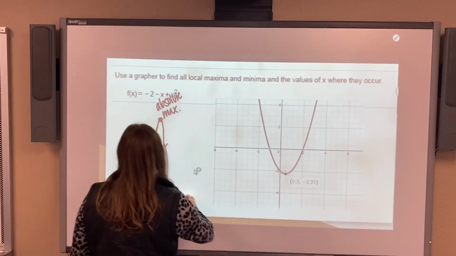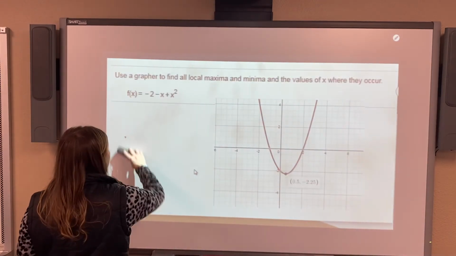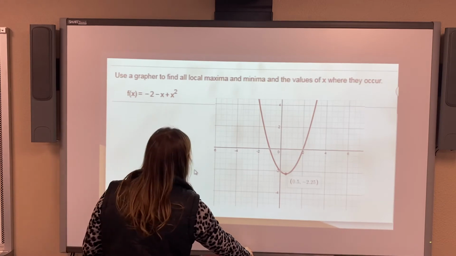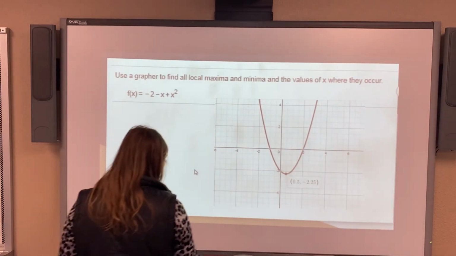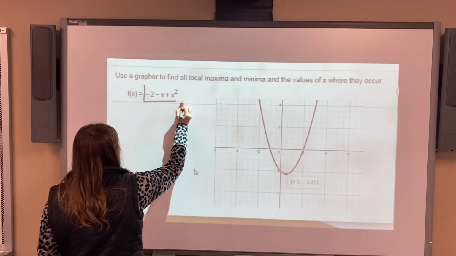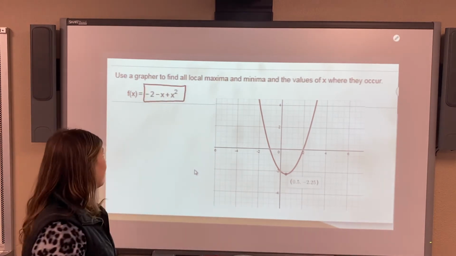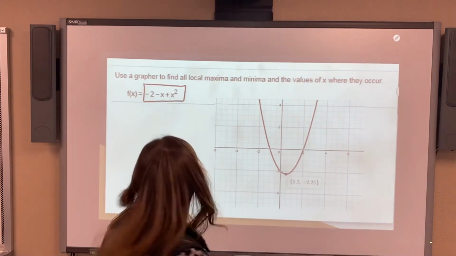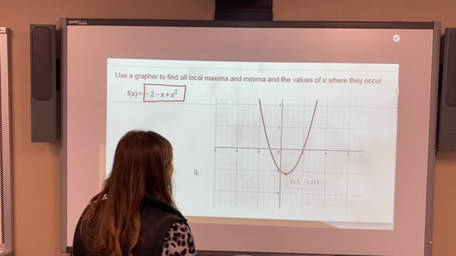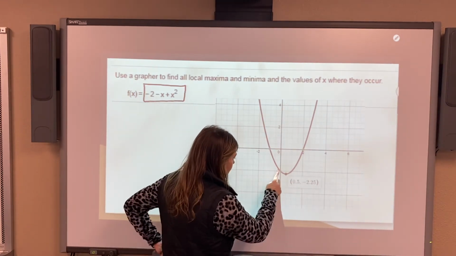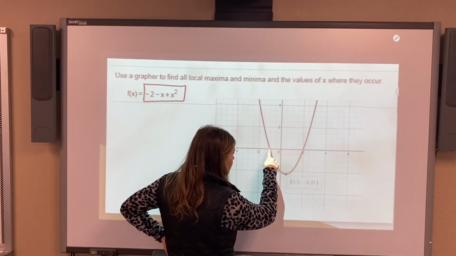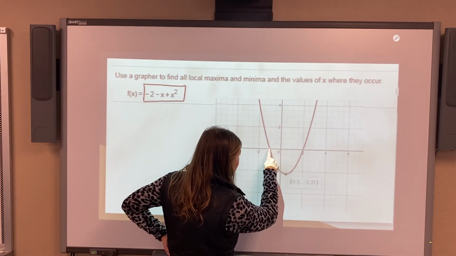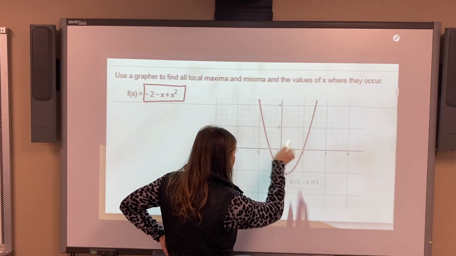If we look here, it says, use a grapher to find all local maxima or minima and the values of x where they occur. So we're given this, and you're going to type it into Desmos. You can type that one in as it is. And we have this graph that pops up, and these little gray dots in Desmos pop up. Here are our zeros, at -1 and at 2. We don't care about that.